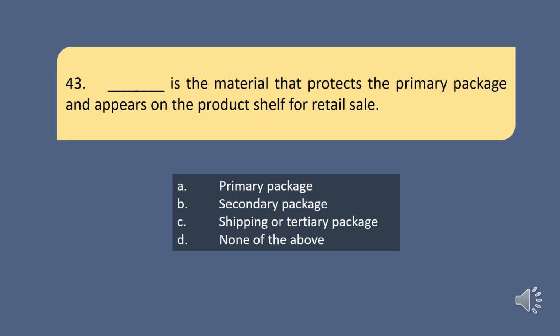43. Blank is the material that protects the primary package and appears on the product shelf for retail sale. A. Primary package. B. Secondary package. C. Shipping or tertiary package. D. None of the above.